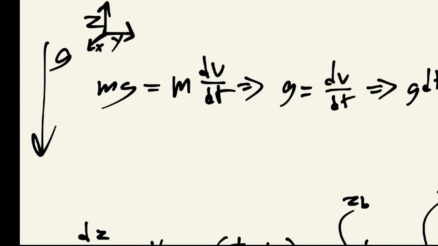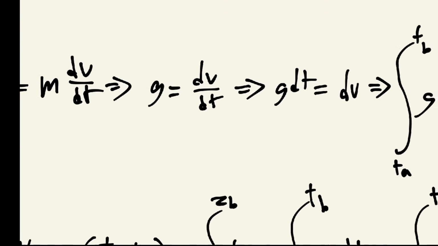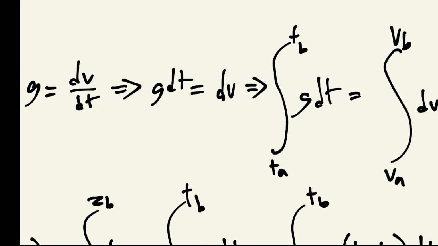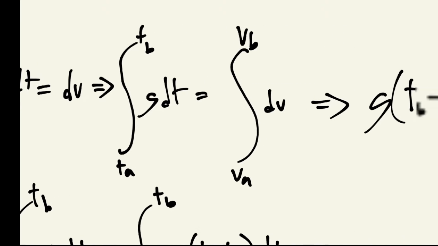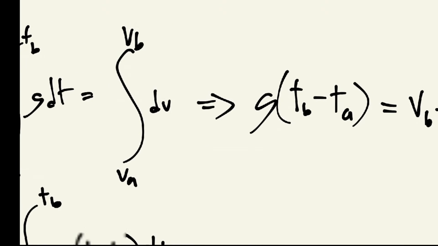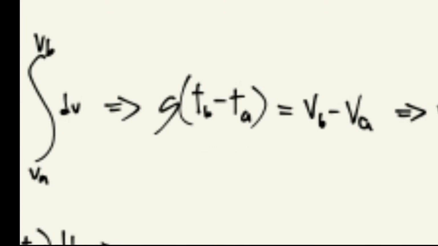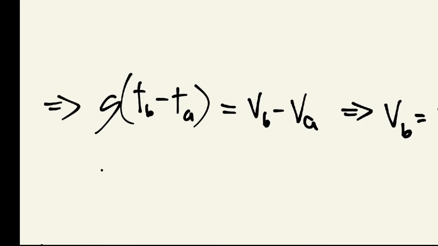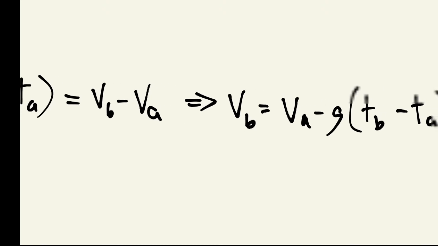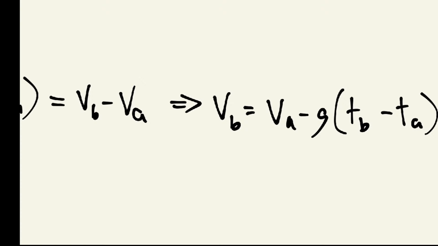Remember minus issues? Mg, if g is positive, dv dt is the same direction as g, so they should both be positive. And if the m's cancel, then we have g equals dv over dt. G times dt equals dv, which tells me that the integral is like this, equals that, which tells me that g times t sub b minus t sub a equals v sub b minus v sub a, which tells me that v sub b equals v sub a plus, yeah, but that doesn't make any sense.